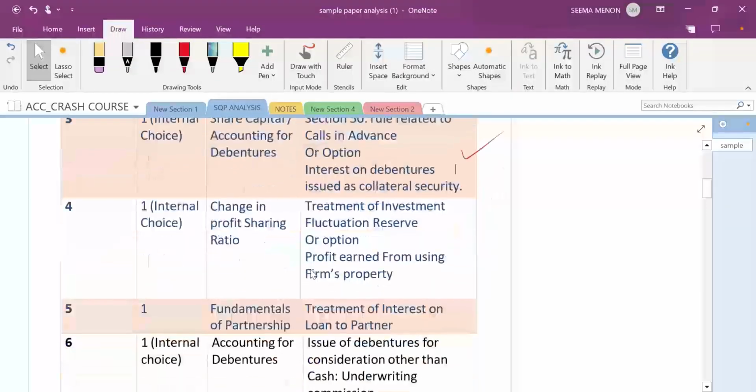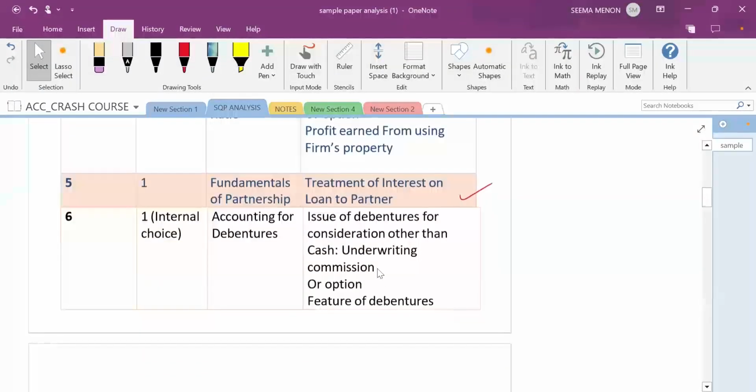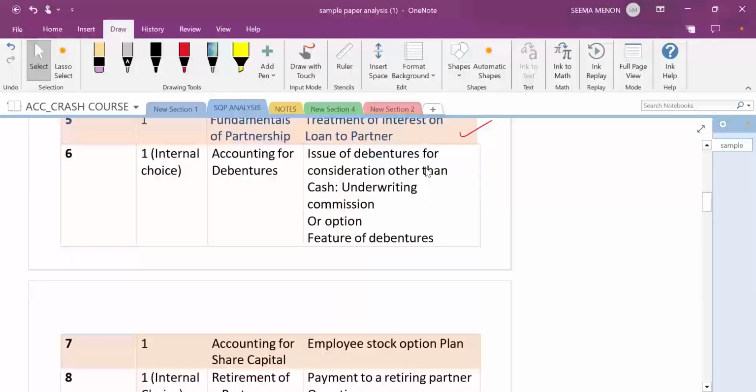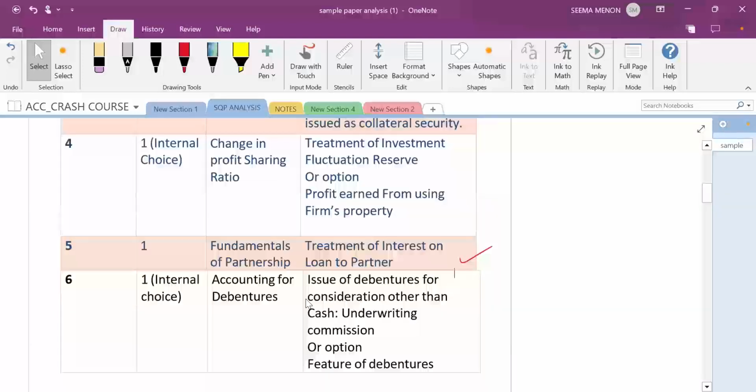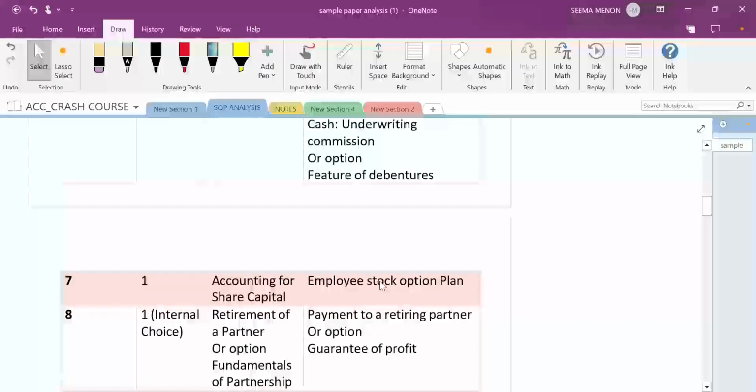Again, change in PSR is another question, which is again from chapter number 1, fundamentals. Again, treatment of interest on loan to partner. Here we will focus much on that because it is very easy to understand. Interest on loan is one of the easiest topics. Again, a 6 marker question from debenture, not from share capital, which is purely a theory part.